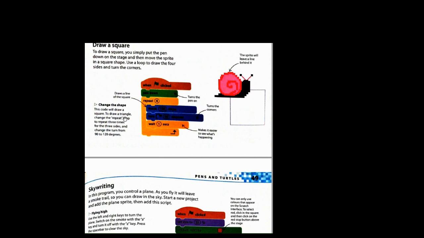Change the shape. This code will draw a square. To draw a triangle, change the repeat loop to repeat 3 times for the 3 sides and change the turn from 90 to 120 degrees.